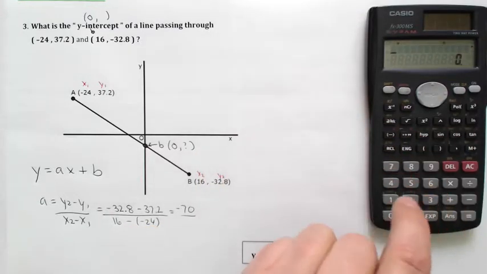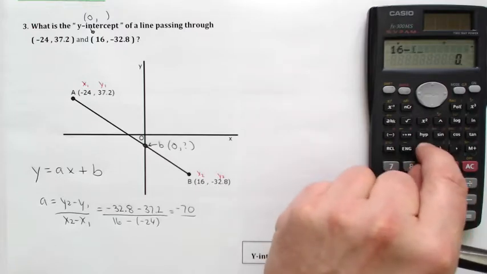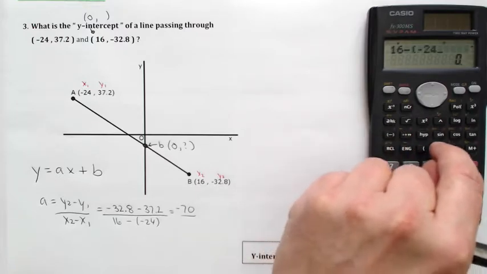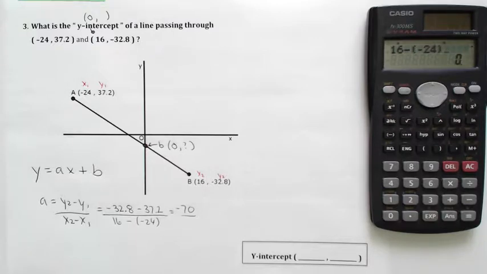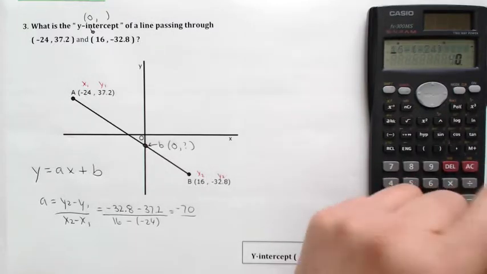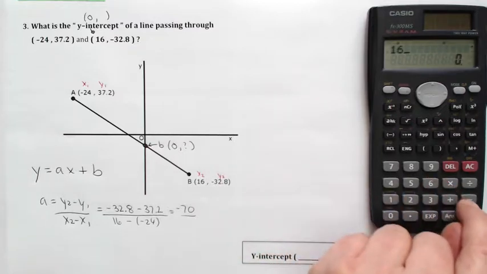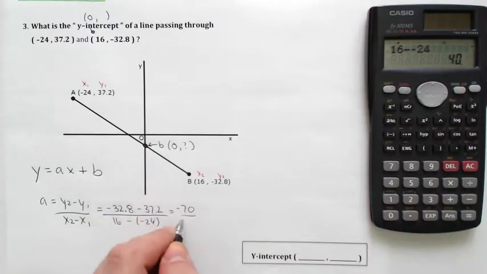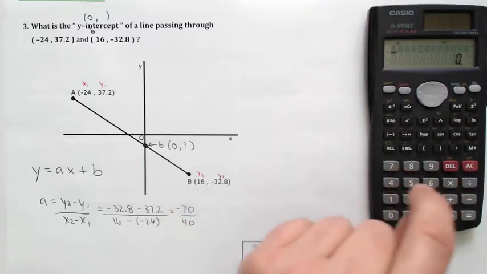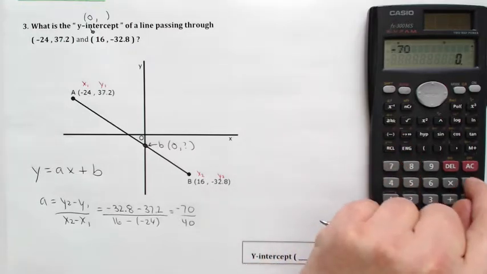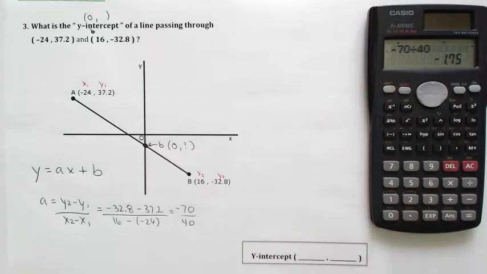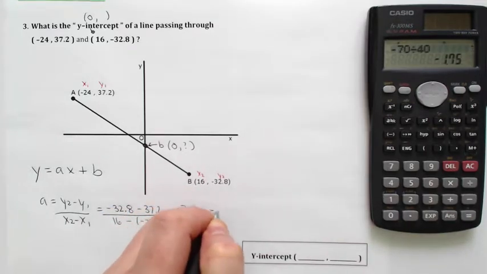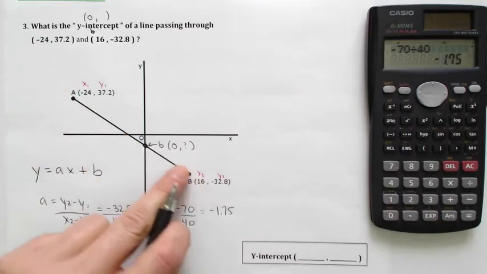Now, different calculators work differently, but 16 minus, just to show it to you the way I wrote it, looks something like that. 16 minus negative 24, which is equal to 40. On this calculator, 16 minus negative 24. I don't actually need the brackets. It'll do the same thing for me, but just to show you the two ways. So there we have our rate of change, or our slope, and not a pretty number. Let's simplify that. So negative 70, which we'll divide by 40, and that's going to give us the number negative 1.75.